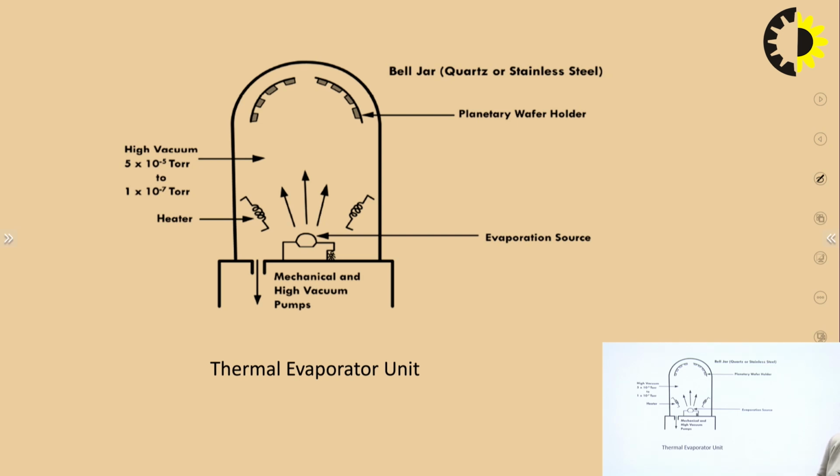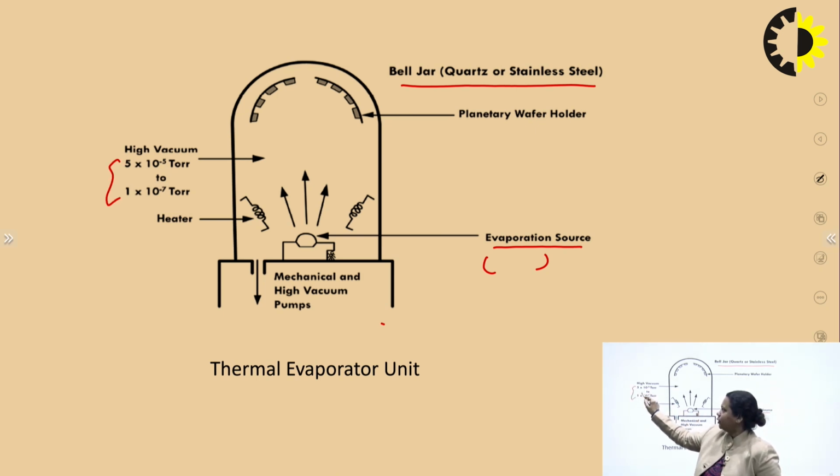This is the thermal evaporator unit in which evaporation is happening. There is an evaporation source, and tungsten is basically used, and there are some heaters. This whole thing happens in a bell jar that is made of quartz or stainless steel, right? In this bell jar the source is kept, and high-vacuum pumps are used, with values around 5 x 10^-4 torr to 1 x 10^-5 torr. So the bell jar is maintained at this particular pressure.